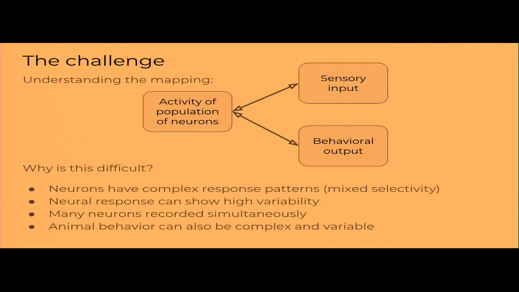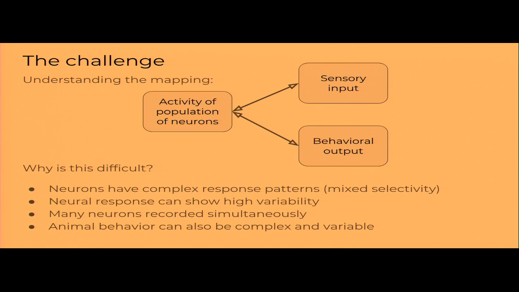Also, neural responses are very variable, in the sense that if we present an animal with the same stimulus twice in a row, we'll get different responses. Also, we record many neurons at the same time, and so when we look at this population, it's hard to grasp what the population is computing, because we have many neurons that we have to consider at the same time. And lastly, the behavior that these animals are doing can be complex and variable. So that's an additional layer of complexity.